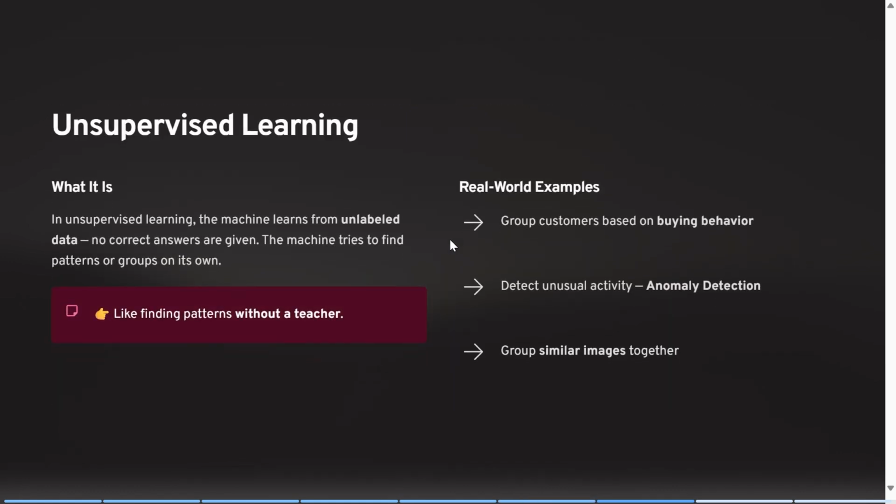Now coming to unsupervised learning. In unsupervised learning, we do not provide correct answers. We give unlabeled data. The machine only gets input data without any labels. Then the machine will try to find patterns or groups by itself. Common examples are grouping customers based on buying behavior, detecting any unusual activity, or grouping similar images.